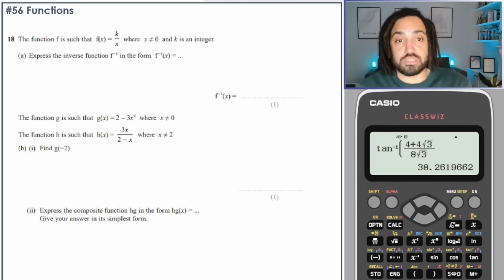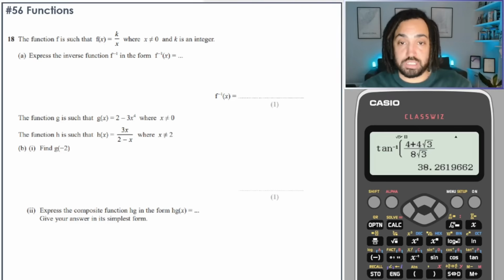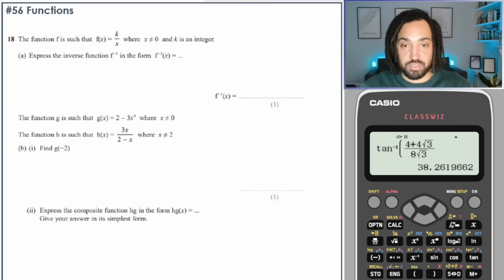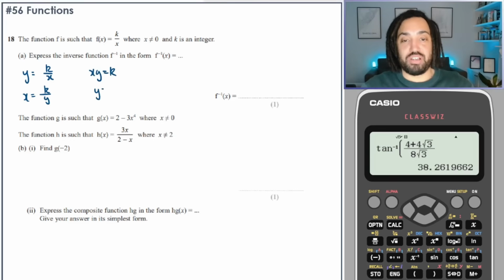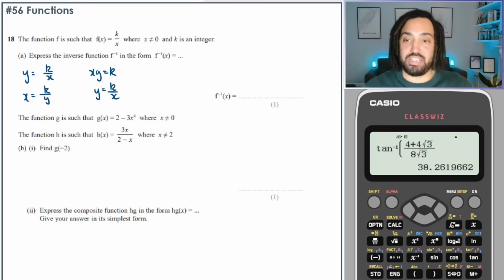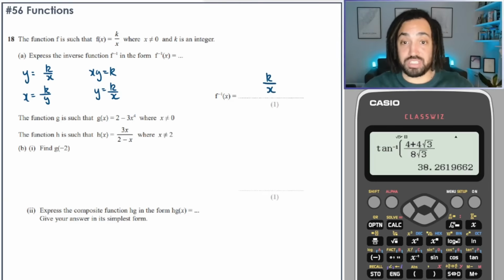56, functions. We've got a function which is given as this. Express the inverse function. Okay, so to find the inverse function, we do y equals k of x. We swap over the x and the y because we're changing the input to the output and the output to the input. And then we rearrange to make y the subject. So times both sides through by y and then divide through by x. And that is fantastic because reciprocal functions actually are the inverse of themselves.